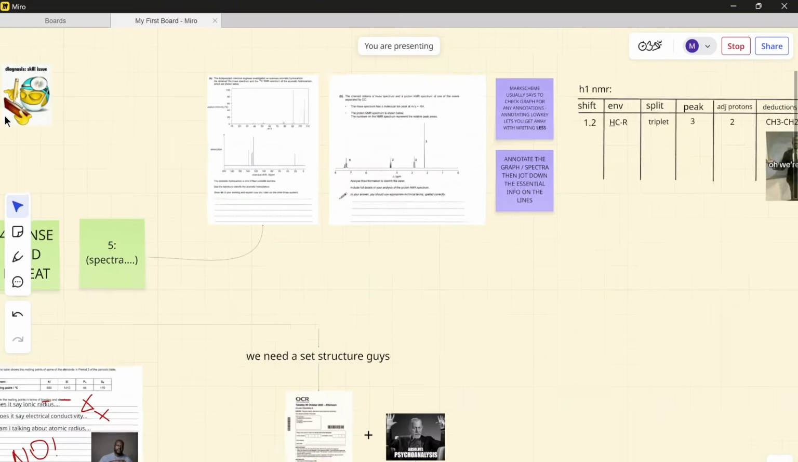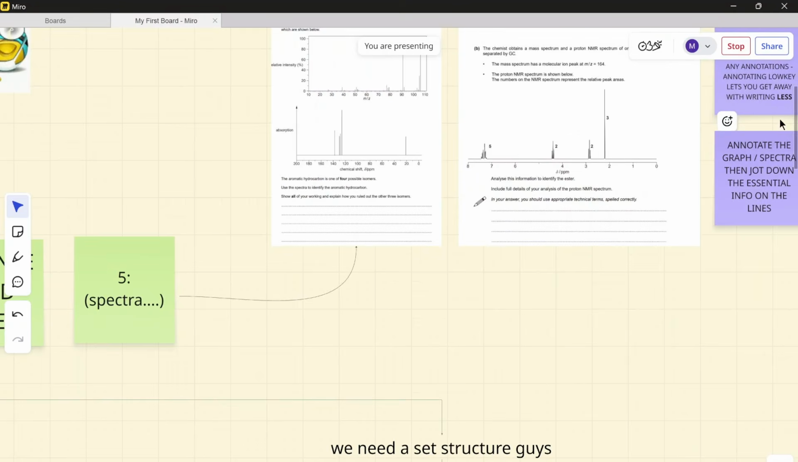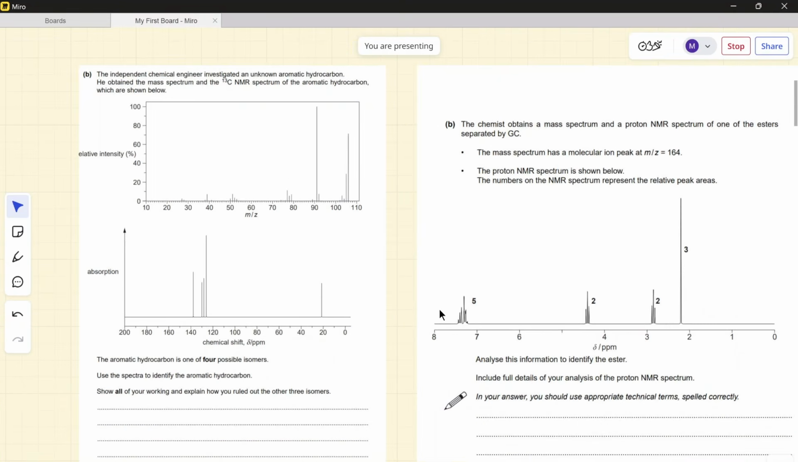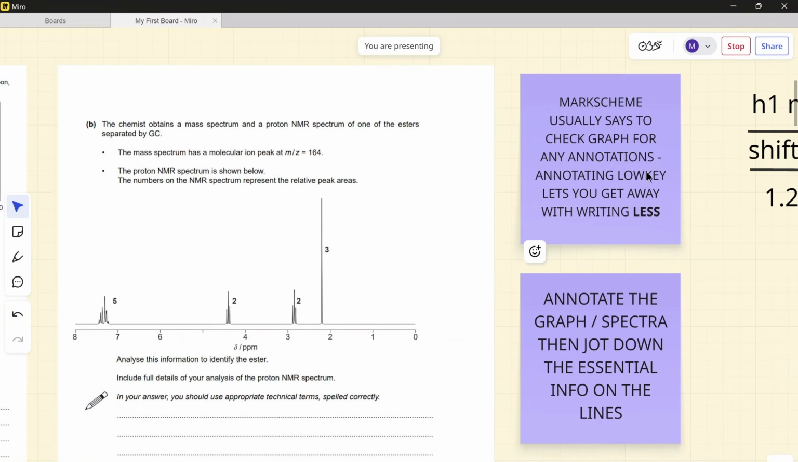Now, the final step is talking about mass spec. Yeah, so with mass spec and NMR and whatever it is, it's just long. It really is just long, and the mark scheme is just so specific. But what's interesting about the mark scheme is that it usually says to check the graphs for any annotations. So it low-key lets you get away with writing less. So let me just give you an example.